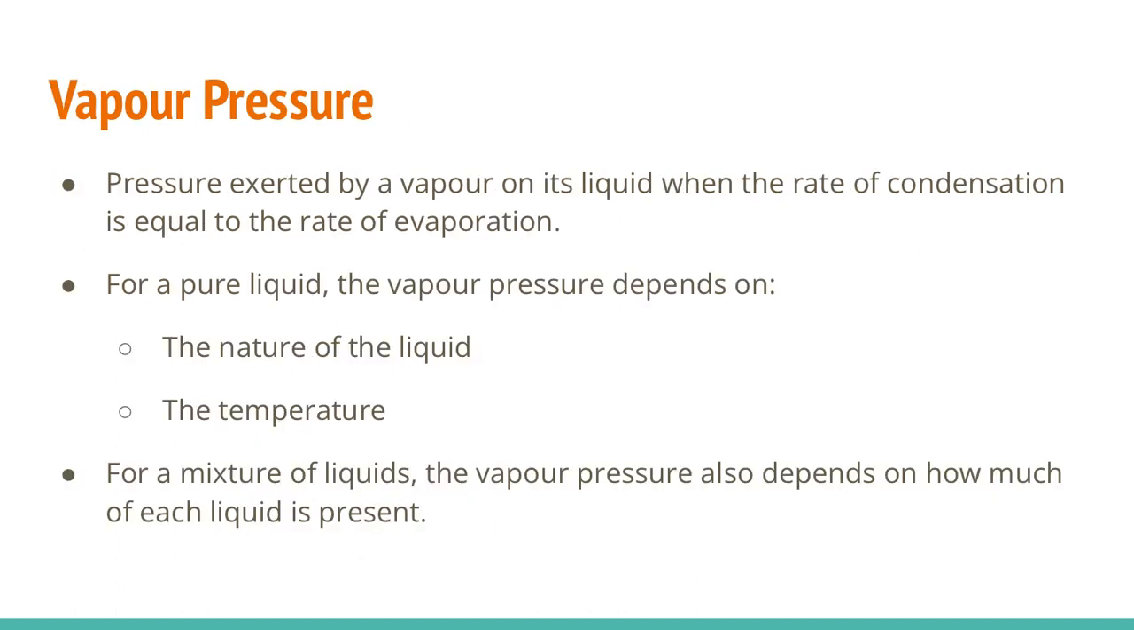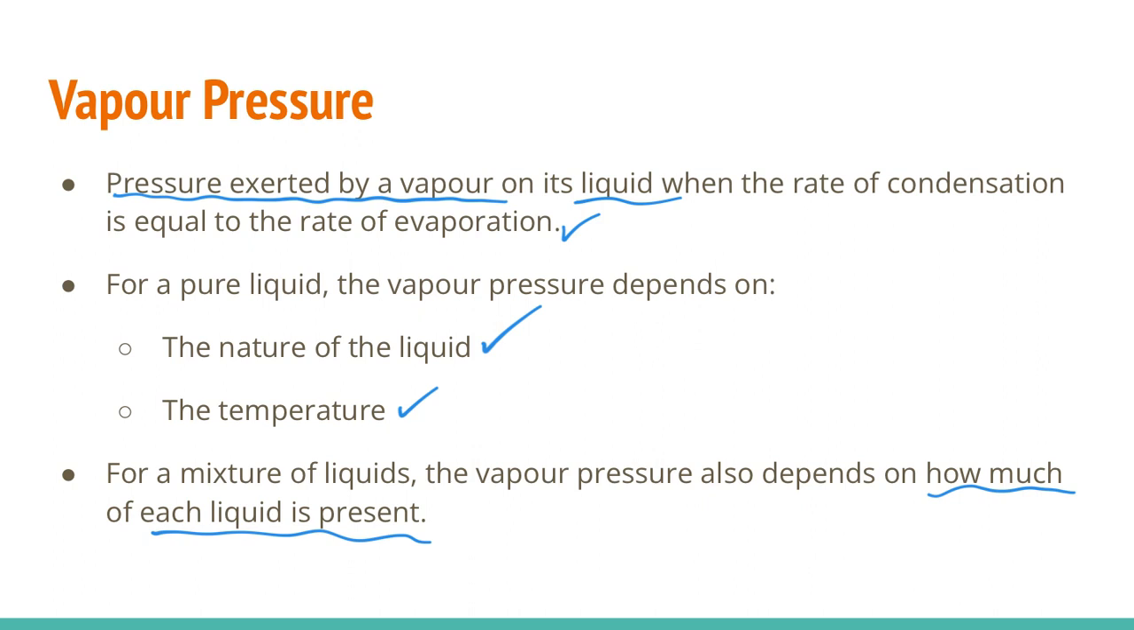So vapor pressure then arises because it's the pressure exerted by a vapor on its liquid when the system is at equilibrium. So when the rate of condensation is equal to the rate of evaporation. For a pure liquid, the vapor pressure is going to depend on the nature of the liquid as well as the temperature. Whereas if we have a mixture of liquids, it will depend on the nature of the liquid and the temperature for both liquids. And it's also going to depend on how much of each of the liquids is present.